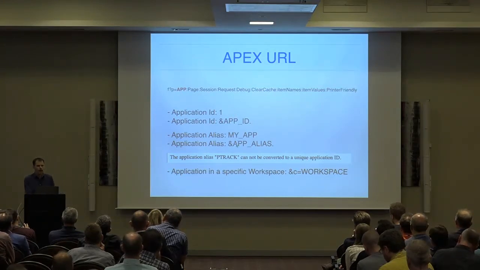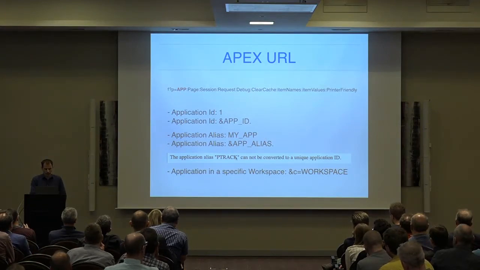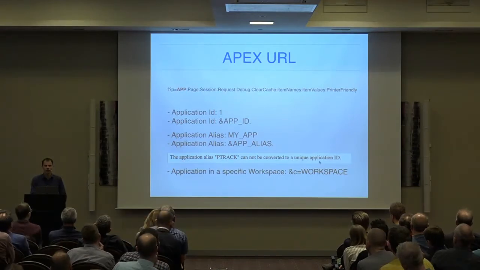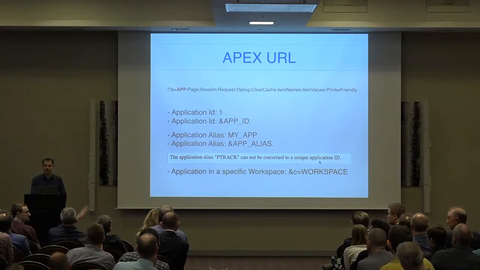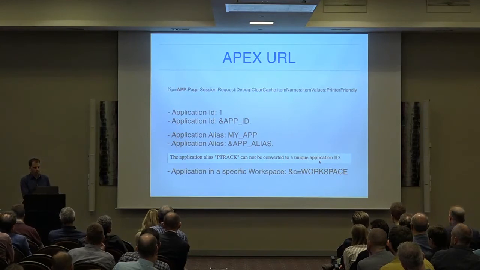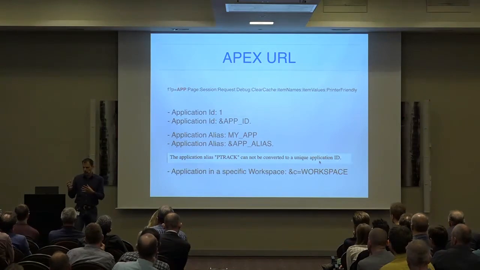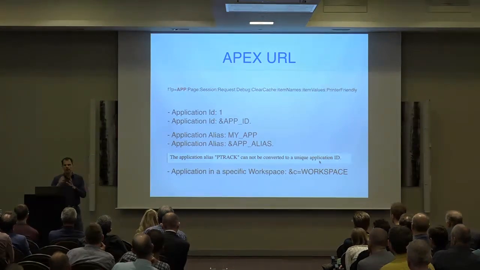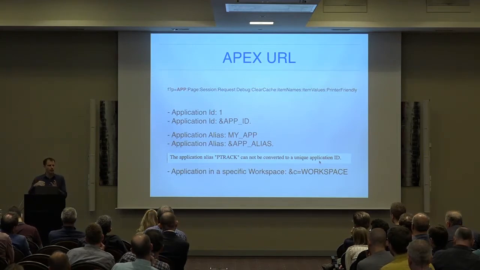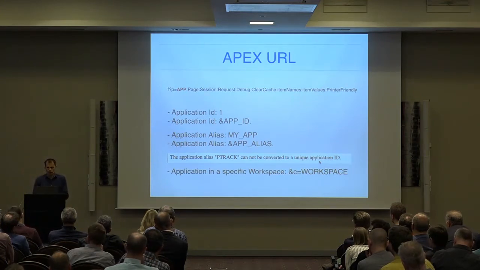Or you can use the application alias. And here's the thing. Who has ever seen this error? The application alias ptrack cannot be converted to unique application ID. Who has seen this? Okay, a few people. When I export an application and import it inside the same workspace, Apex recognizes that you already have that application alias, and it adds an underscore and a number to the alias.